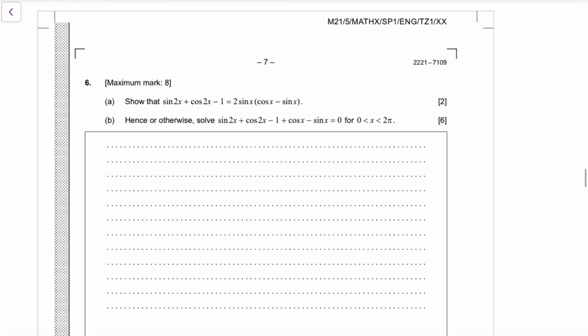And this one is also quite a difficult question. So part A asks you to prove that this equals this, so the left hand side equals the right hand side. Okay, so we'll start with the left hand side. So this is obviously using the double angle formula because the left hand side has 2x, the right hand side only x. Alright, so sine 2x, double angle formula in the formula booklet.